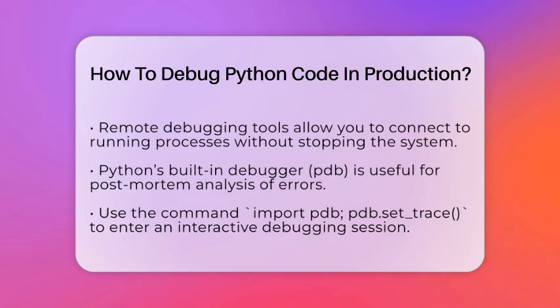When an error occurs, using Python's built-in debugger, known as PDB, can be very helpful for post-mortem analysis. You can enter an interactive debugging session when an error happens. By inserting the command import pdb; pdb.set_trace(), or using the built-in breakpoint function, you can pause execution and inspect the program state. This is particularly useful for investigating issues after they occur.